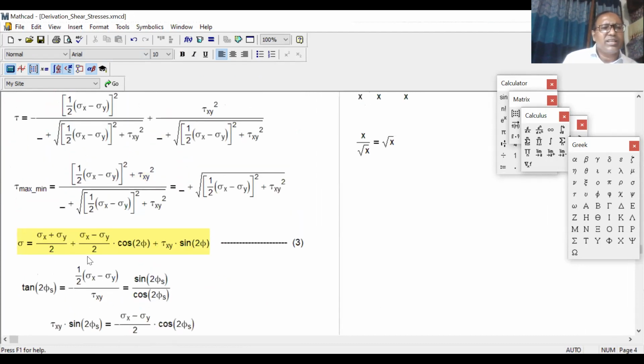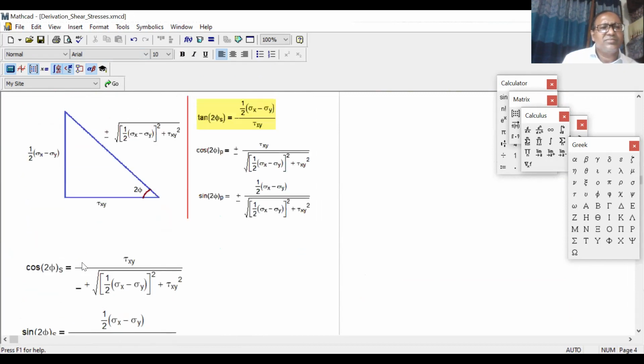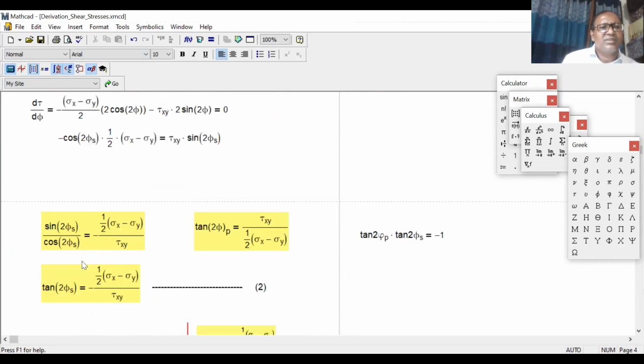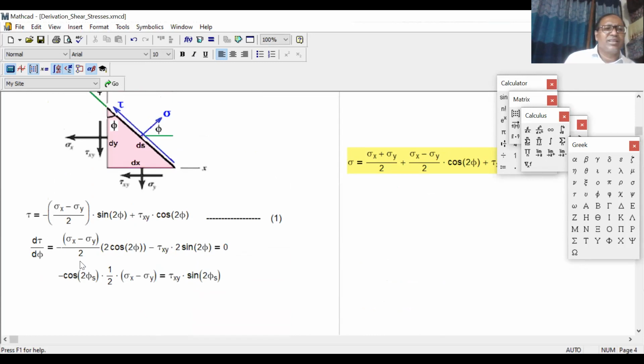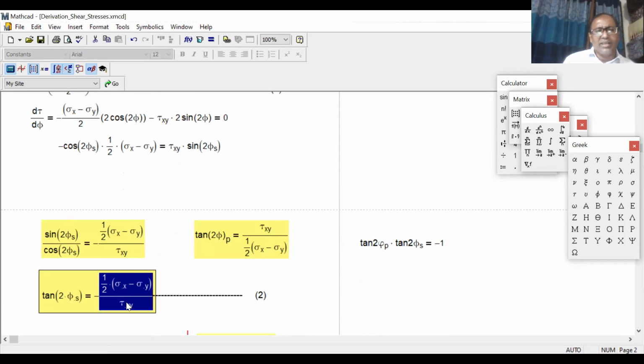Shear stress, we took the shear stress formula over here. Then we make the derivative equal to 0. Then we figure out the tan 2 phi formula. In terms of sin by cos, we get this formula. And we see from the tan 2 phi p formula and the tan 2 phi s formula that they are perpendicular to each other because their slopes' multiplication is -1.